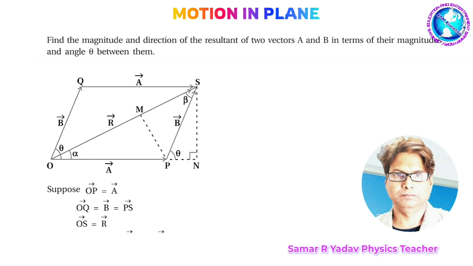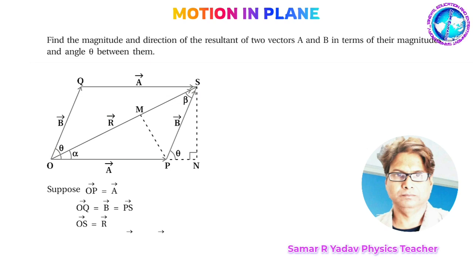Here a perpendicular is drawn from point S on OP, intersecting at N, and a perpendicular PM is drawn on OS. The angle SOP is alpha and angle OSP is equal to beta. Now here is the parallelogram: vector OQ and vector PS are equal to vector B, and vector OP and vector QS are equal to vector A.